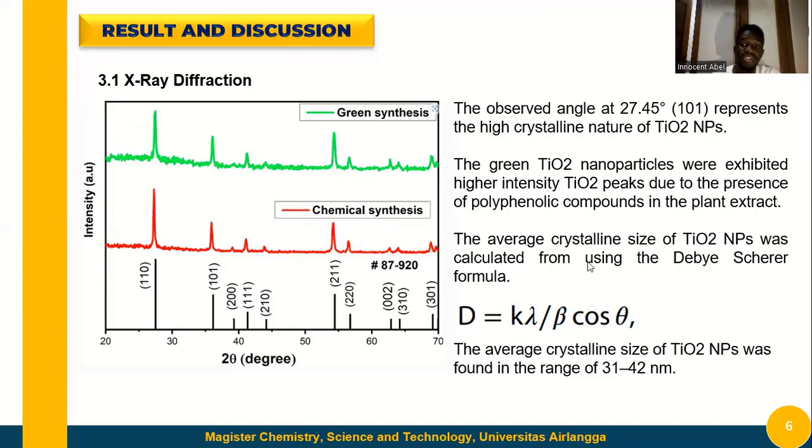So the average clustering size is calculated using this formula, and it was found to be in the range of 31 to 42 nanometer.